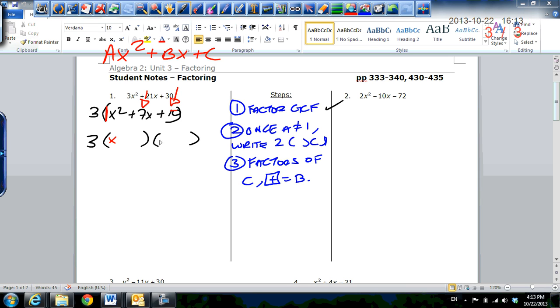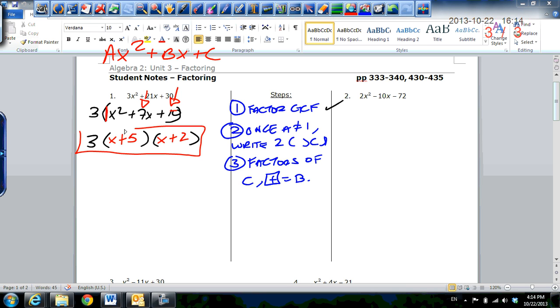So I'm going to write x and x there, because x times x is x squared. We're doing our multiplication backwards, breaking this down. So what times what makes 10, but also adds up to 7? Think about all the different factors: 10 times 1, 5 and 2. I think that's it for that one. So the ones that add up to 7 are 5 and 2.